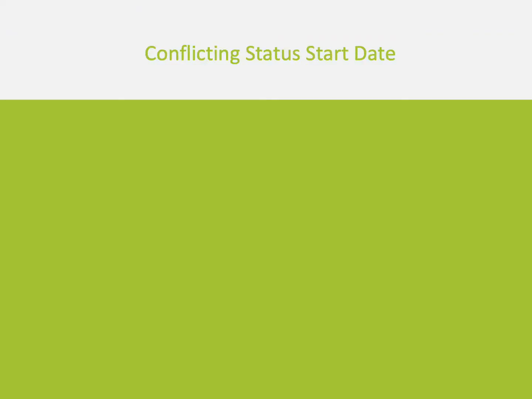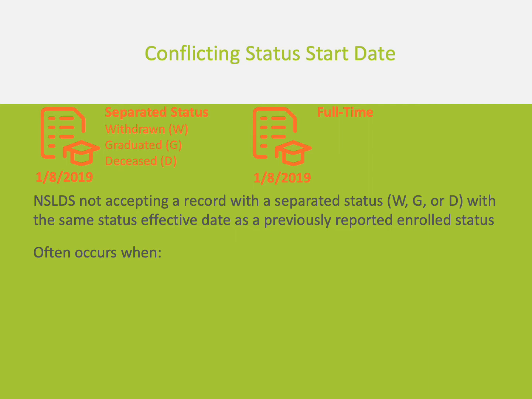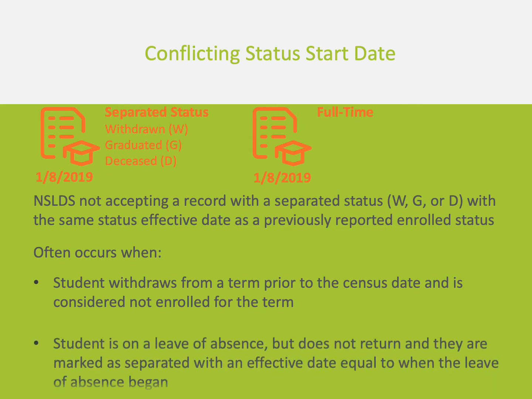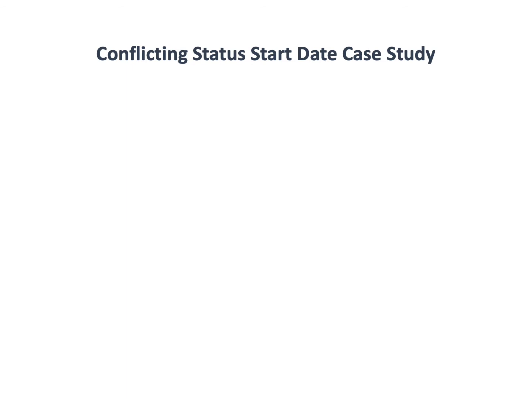The next scenario for Error Code 32 is for conflicting status start dates. The error occurs in this situation due to NSLDS not accepting a record with a separated status, with the same status effective date as an enrolled status that was previously reported. There are two main instances where this error will occur. The first is for students who withdraw prior to the census date and are not considered enrolled for the term. However, the enrollment status was sent to NSLDS prior to the student withdrawing. And second is for students who are on a leave of absence and did not return.